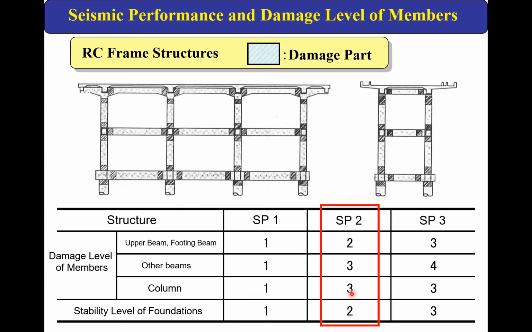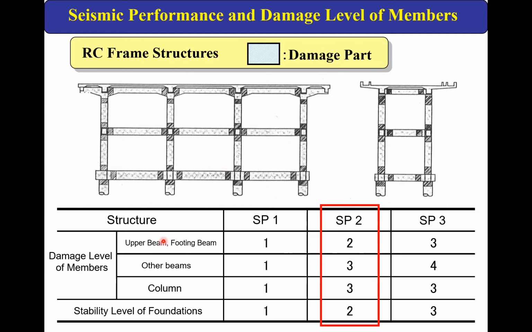But other members like beams or foundations, damage level should be controlled as 2. Because they can repair columns, but it's very difficult to repair foundations or beams. That's the first reason. And honestly, there's another reason. After explaining that second reason, I'll stop my explanation.